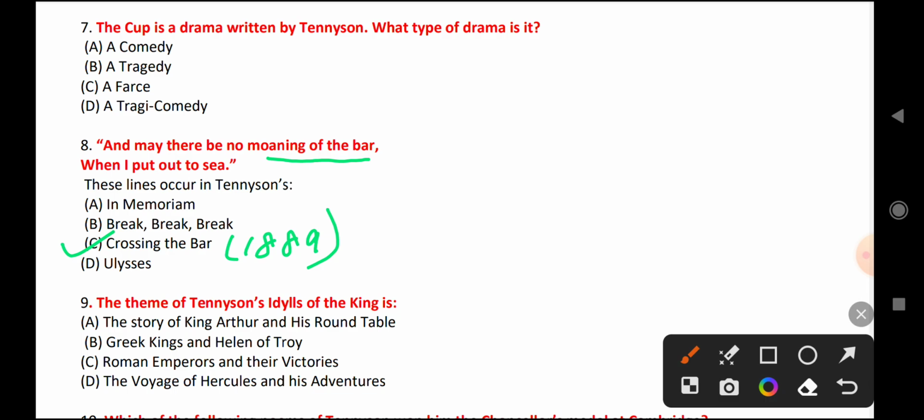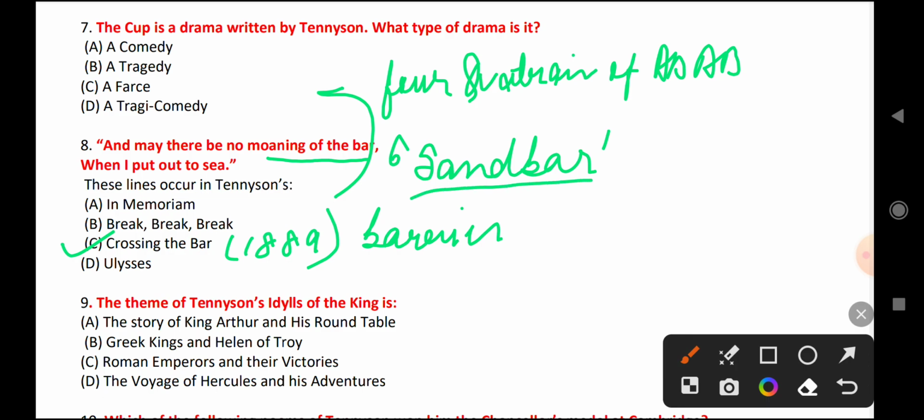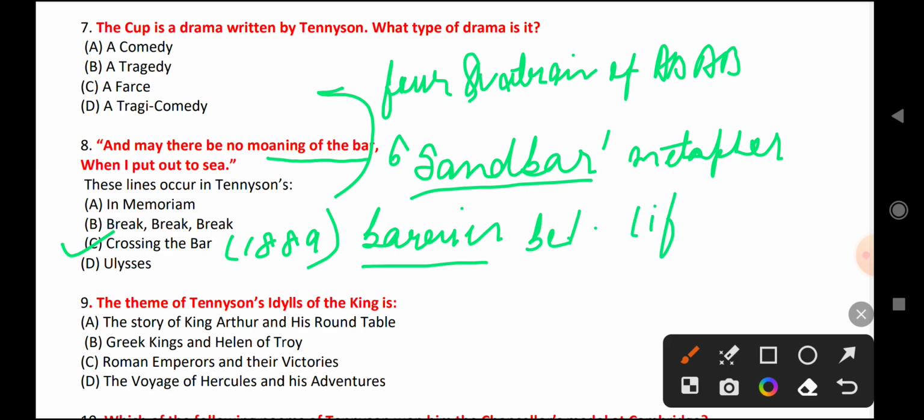1889. It is written in 4 quatrains of ABAB, and here in this work, this question is usually asked, so keep this in your mind. The sandbar in this work describes the barrier between life and death. It is a metaphor. In this work, the sandbar is a metaphor of the barrier between life and death. Now let's come to the next question.